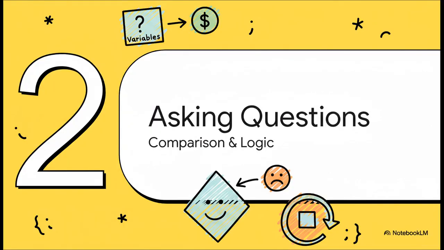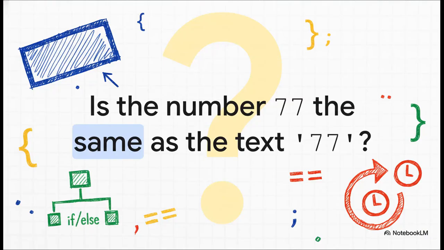All right, so once we have our information stored away in our variables, the next step is to start asking questions about it. This is how a program actually starts to think and figure out what's going on. This question. This is a classic that trips up so many people when they're starting out. To our eyes, they look exactly the same, right? But to a computer, one is a number you can do math with, and the other is just text. The answer the computer gives depends entirely on how you ask the question.